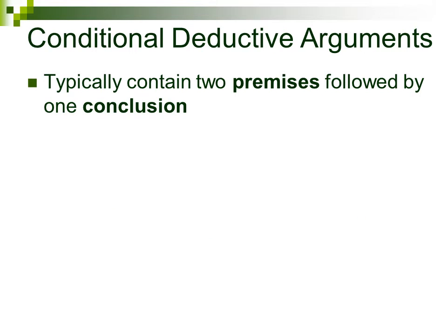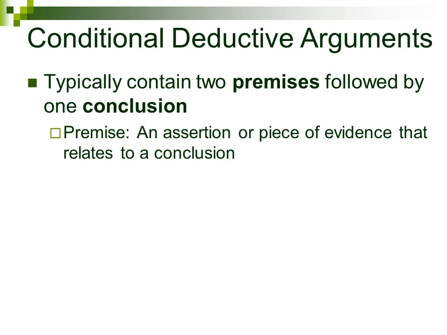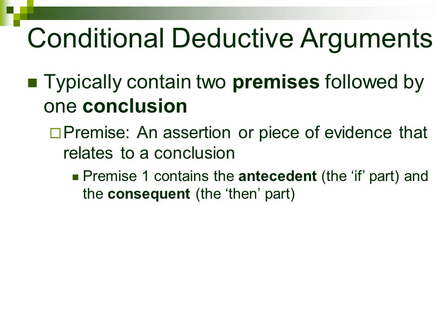Typically, conditional deductive arguments contain two premises followed by one conclusion. Premises are assertions or pieces of evidence that relate to a conclusion. And again, most conditional deductive arguments contain two premises. The first premise contains the antecedent, which is the if part, and the consequent, which is the then part. In our example, premise 1 would be the general statement about schizophrenia being caused by too much dopamine in a person's brain. The antecedent would be the if part, if a person has schizophrenia, and the consequent would be the then part, then that person has too much dopamine in their brain.